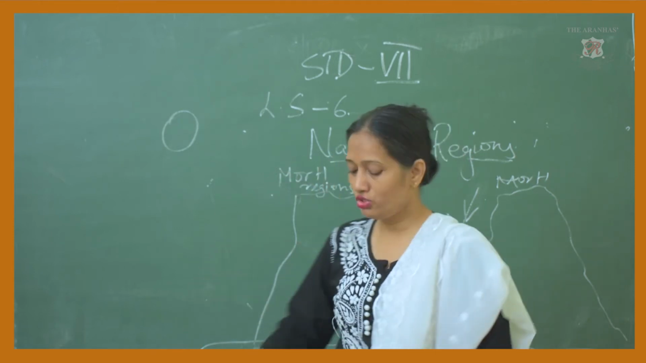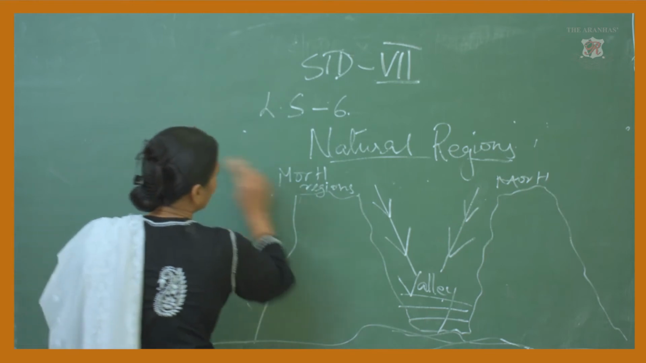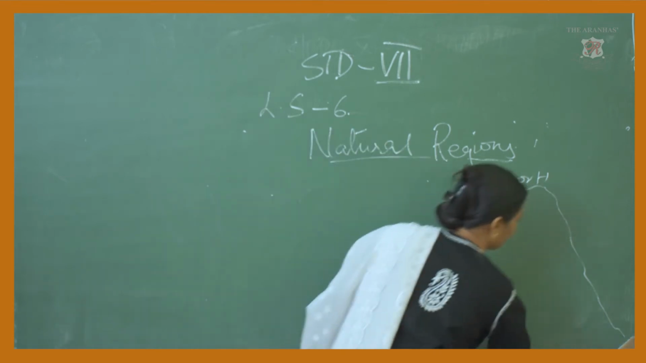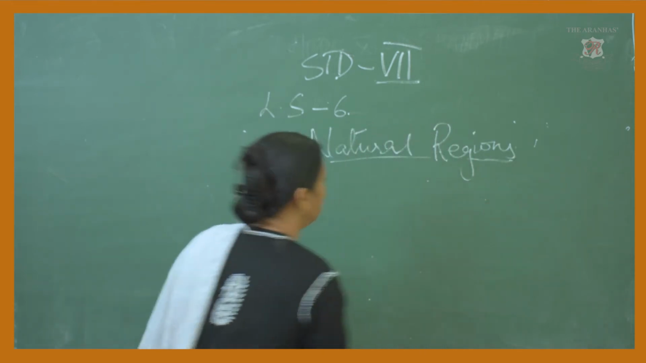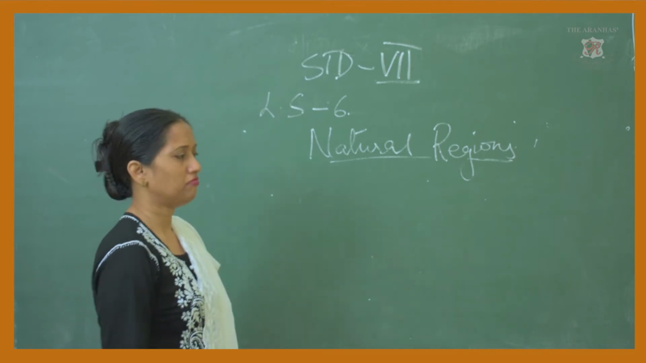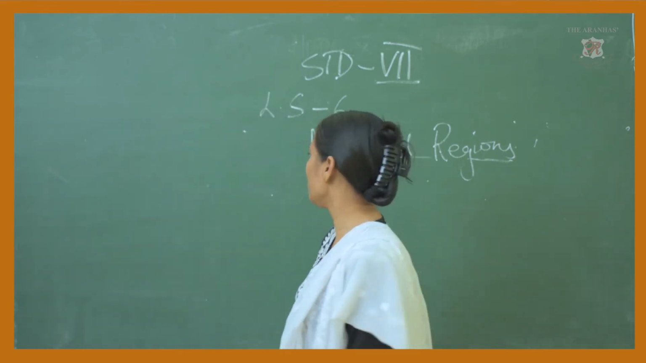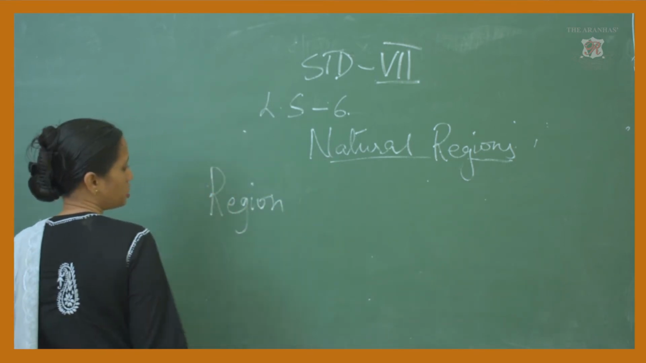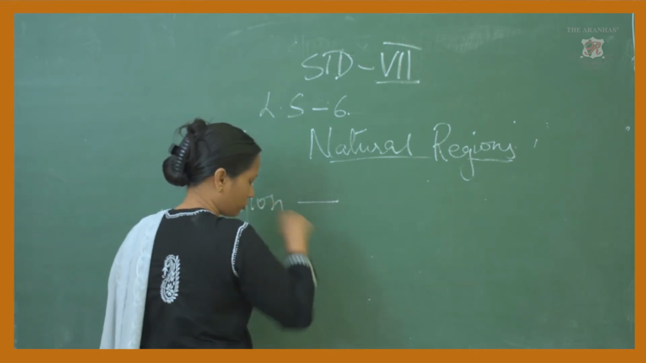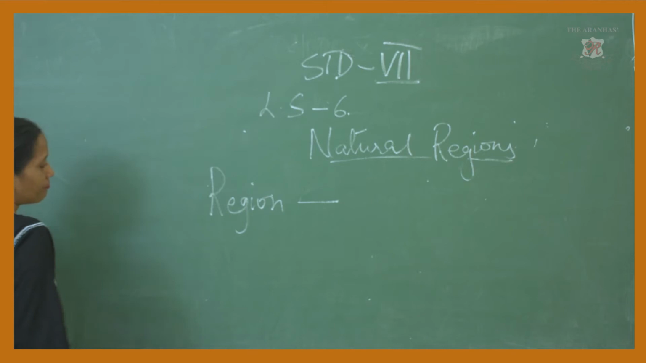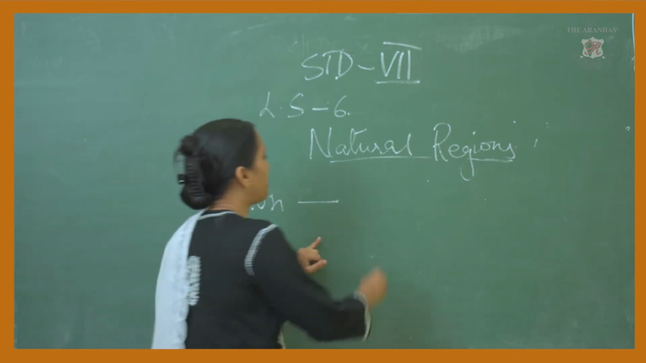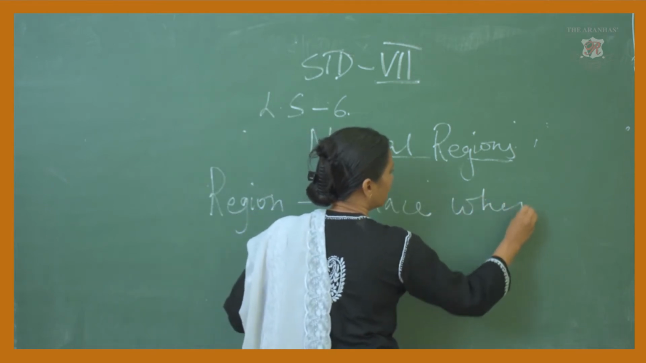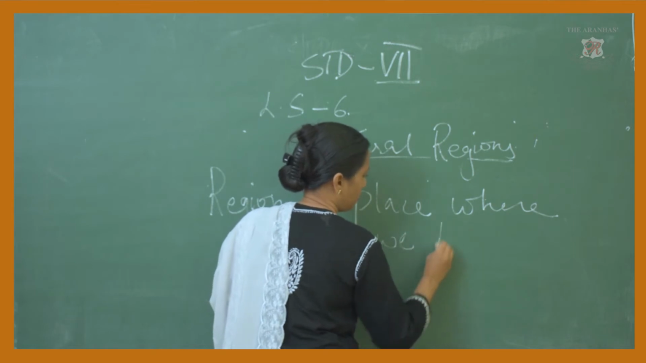We will start with a new chapter, that is natural region. Now what is a natural region? What is region in the first place? What is region? Region is a place where we live.